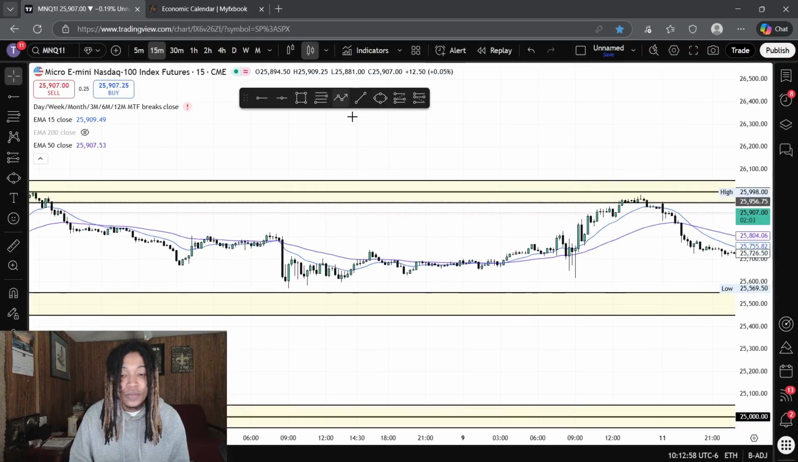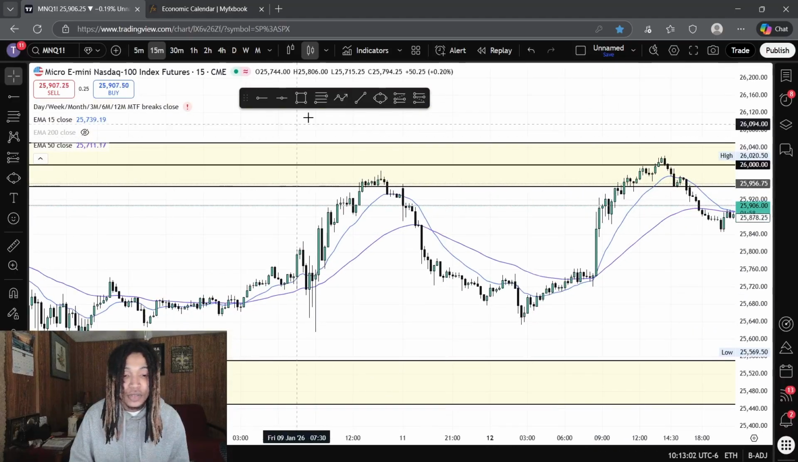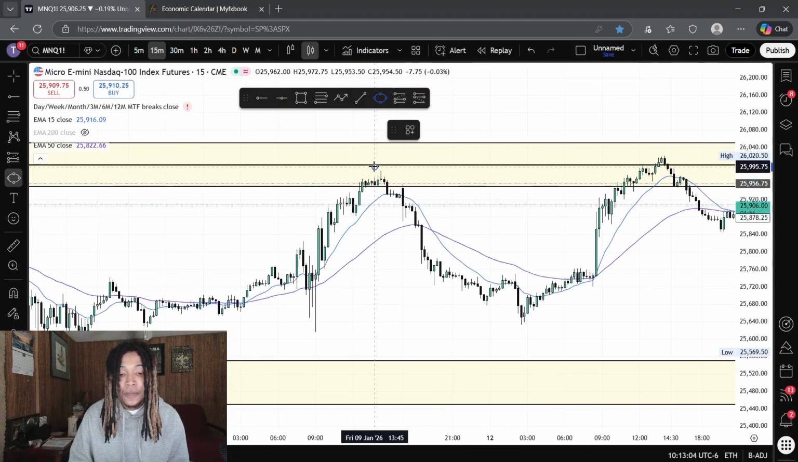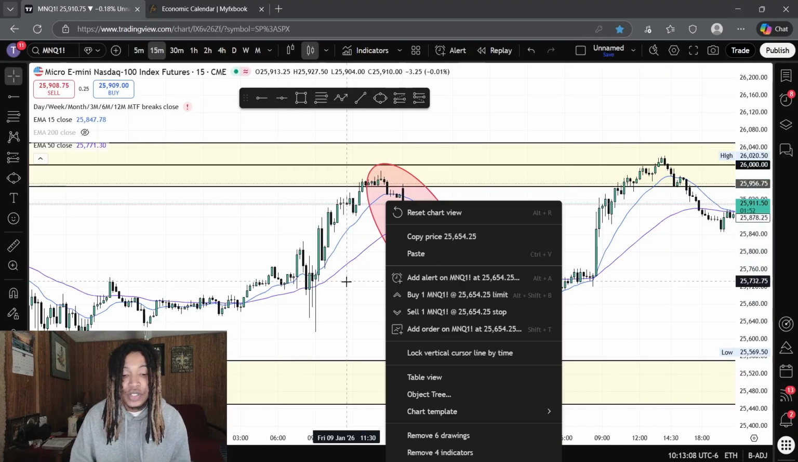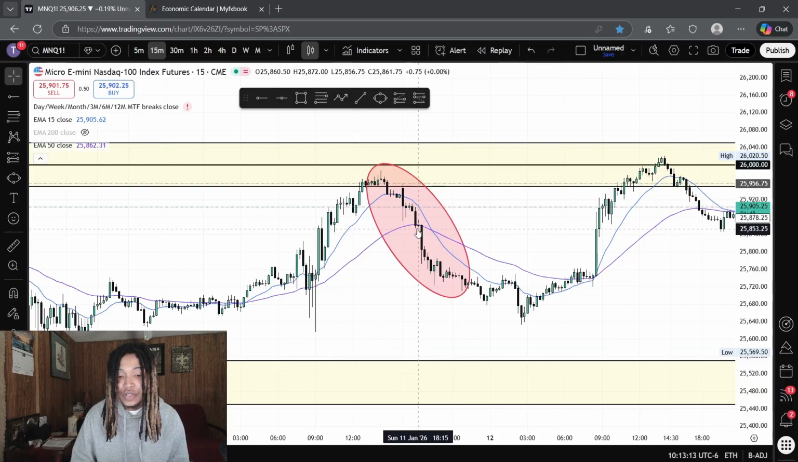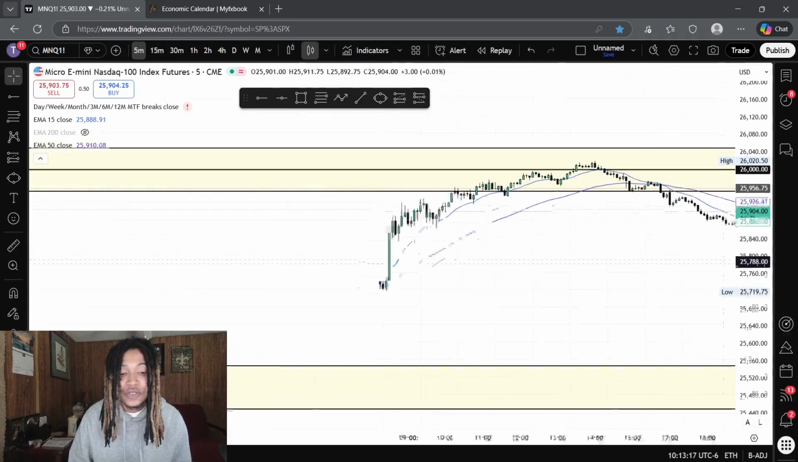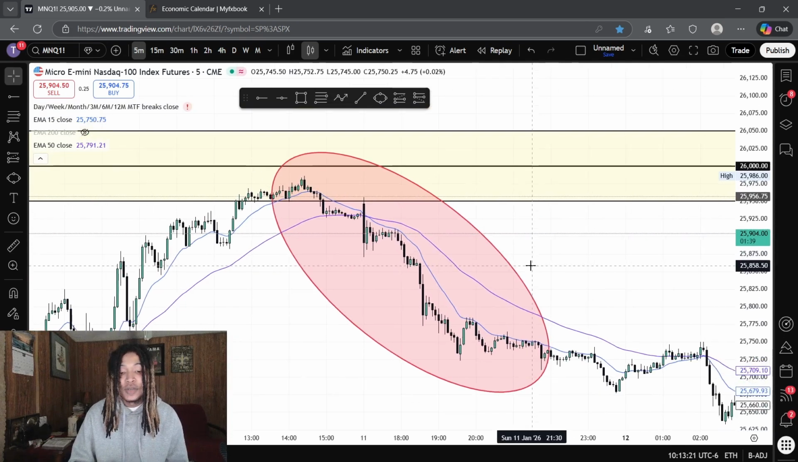So let me see. Let's do this area right here right quick. You can see on the 15 it crossed. I mean, that's kind of a late entry for me. But if we could, let me see the 5 minute first. See, it crossed way earlier.